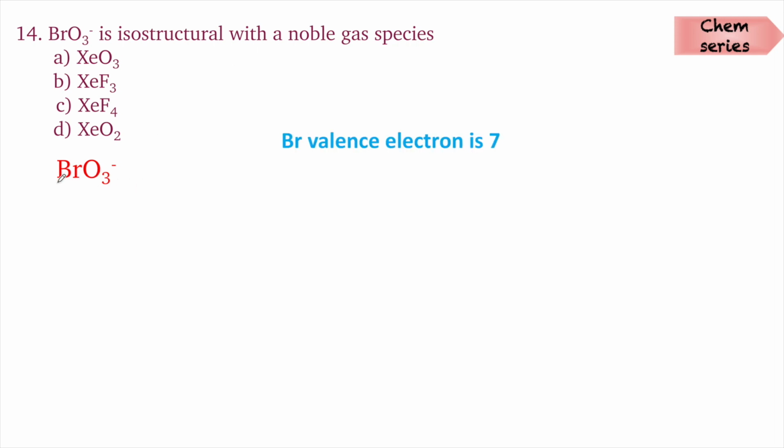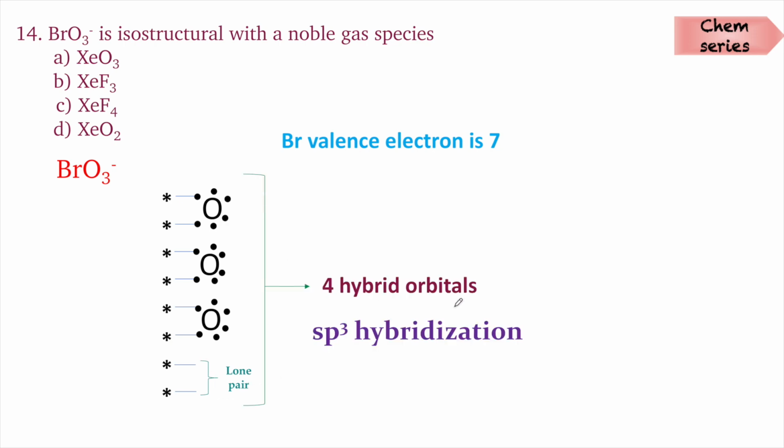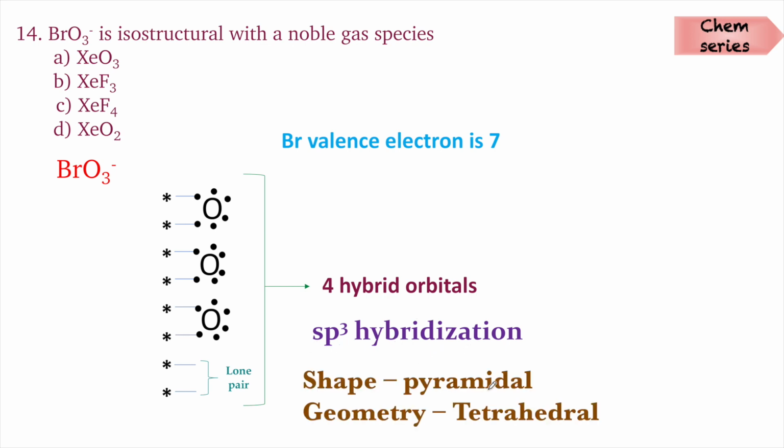The bromine will be your central atom and its valence electron is 7, and a negative charge is there, so 1 electron in excess, so 8 electrons are written, and 6 valence electrons are utilized by the 3 oxygen atoms to form 3 double bonds. So the remaining 2 will be 1 lone pair. There are 4 hybrid orbitals, that is sp3 hybridization, and the shape will be pyramidal and the geometry will be tetrahedral. So we have to find out which noble gas species has a pyramidal structure.